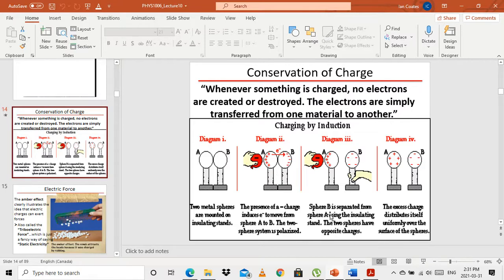So sphere B is now separated from sphere A. So they were touching, so now I've separated them. B has taken all the electrons. A is just pretty much positive here. And the two spheres, they have an opposite charge. Okay, so you see we can play with charges here.